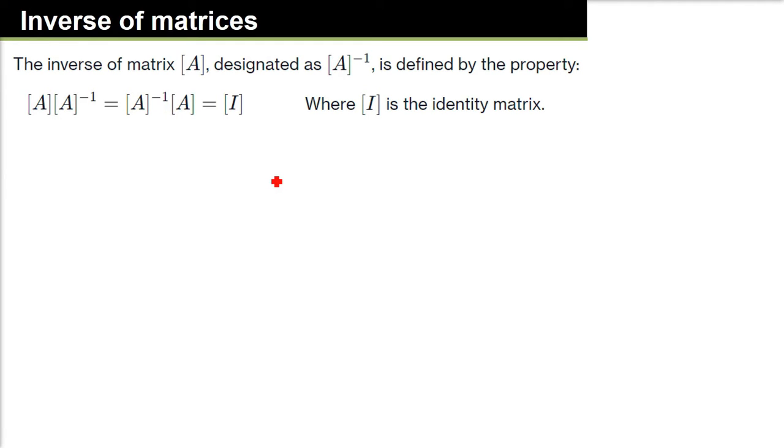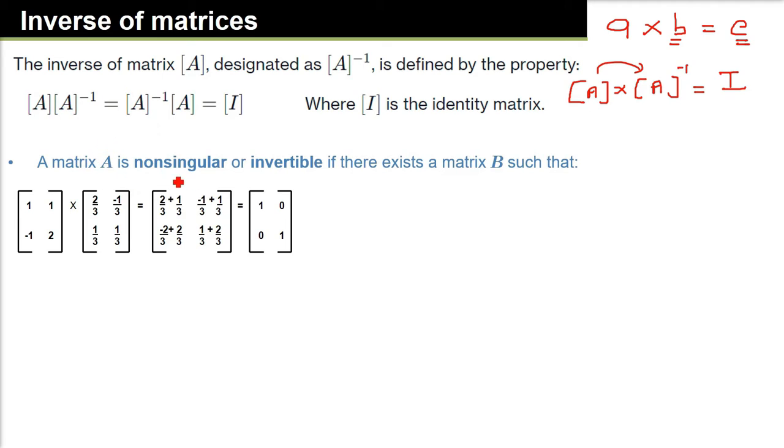Inverse of matrices. What is an inverse? If I take a value A and operate it with B and I get an identity element, we say B is the inverse of A. So any matrix, when its inverse is applied to it, that is, you multiply them, you should get a matrix called the identity matrix. So A multiplied by A inverse should give you the identity matrix, and this is the inverse of the matrix.